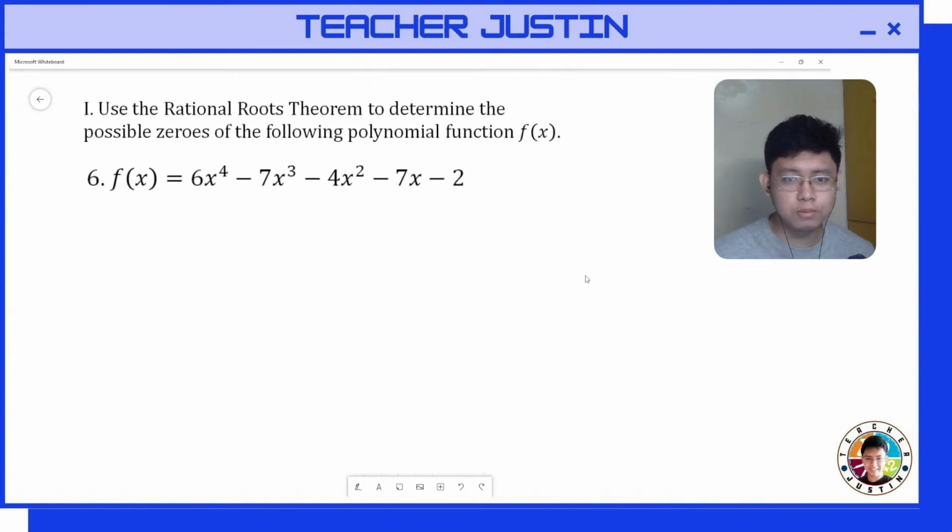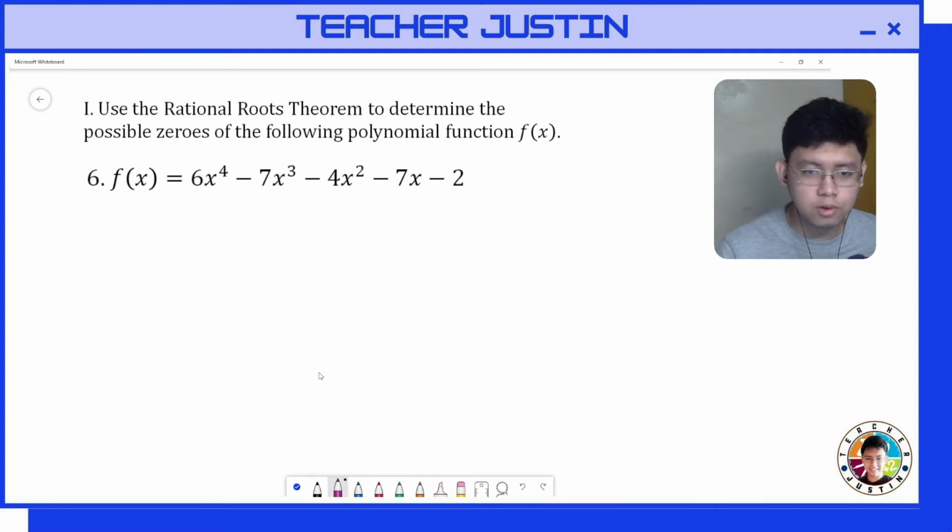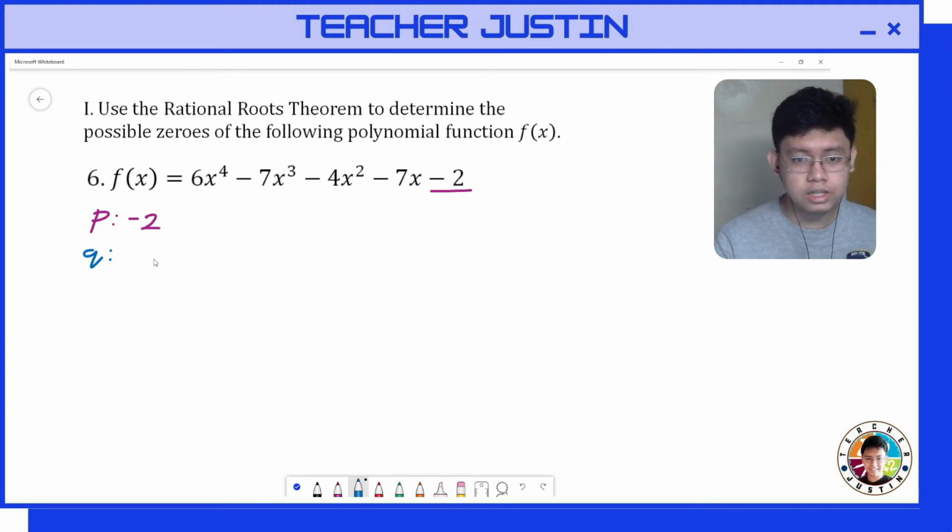For example, we're asked to find the possible zeros of the polynomial function f(x) = 6x^4 - 7x^3 - 4x^2 - 7x - 2. So, our first step is for us to identify the value of our p and the value of our q. The value of p is the constant term of our polynomial, so it is -2. Our q is the numerical coefficient of our leading term. In this case, it is 6.